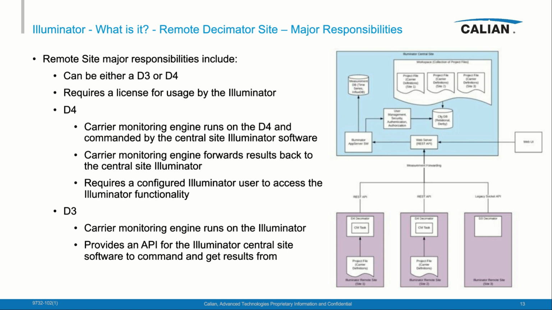On the remote side, which is the purple side, it can be either a D3 or D4. It requires a license for usage by the Illuminator. On the D4, the carrier monitoring engine is commanded by the central site to start and stop, and all the configuration is passed to it. The carrier monitoring engine forwards results back to the central site Illuminator. This requires a configured Illuminator user to access the Illuminator functionality. On the D3, the carrier monitoring engine runs on the Illuminator, and we have an API for the Illuminator central site to configure the carriers and get the trace results from.